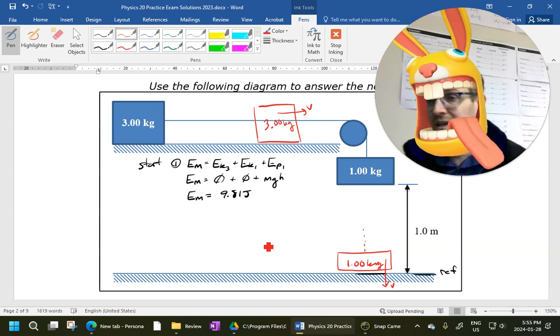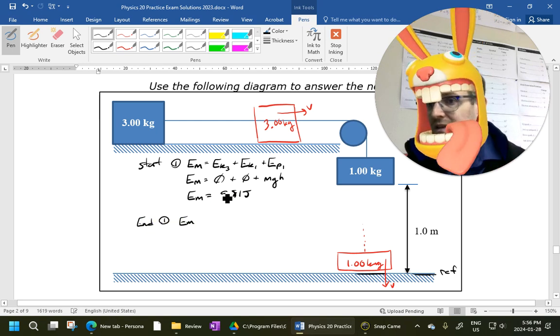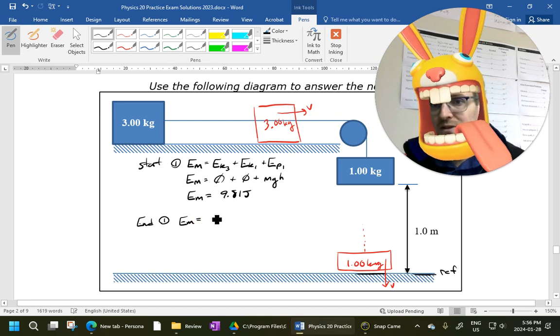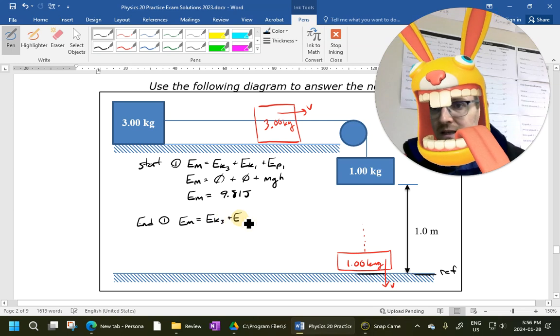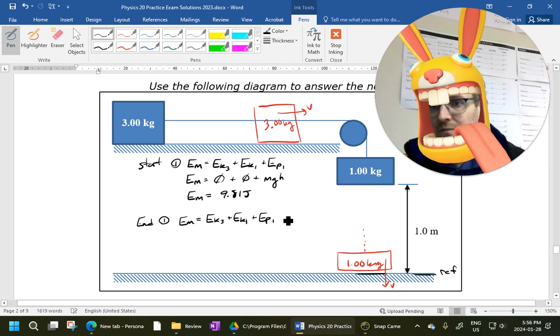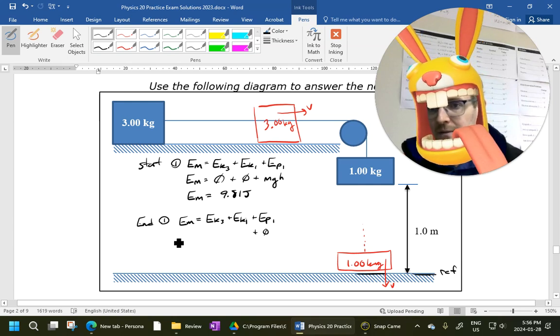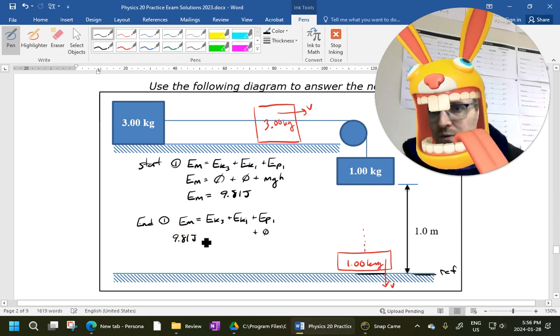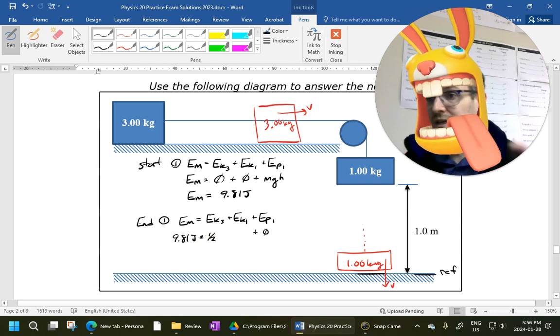And when it hits the ground, its EP is going to be 0. So at the end over here, let's go through this again. So my EM, which is going to be the same as 9.81, which is kind of nice. My EM is going to be my EK of my 3 plus my EK of my 1 plus my EP of my 1 now. But now this one's 0, right? Because now I'm at the ground, right? That one's 0. But the other two I don't know. So 1/2 M. Now this M is 3 times the mass of the other one.